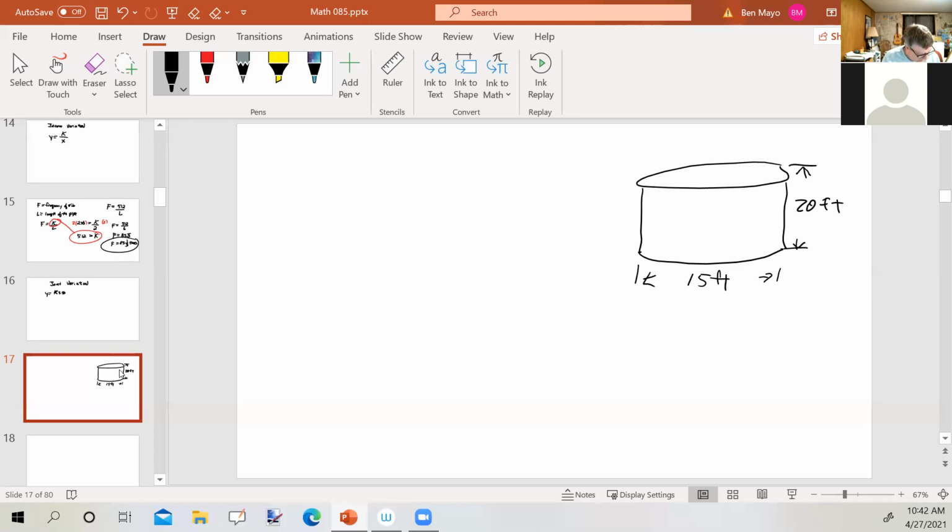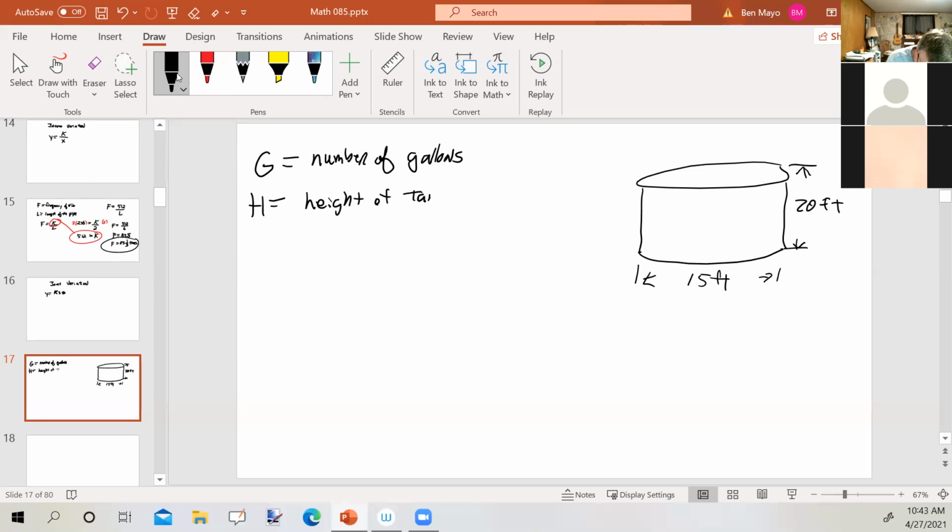The number of gallons of oil that can be stored in a cylindrical tank. So we're going to let G equal number of gallons. Actually, let's use a capital G there. The number of gallons of oil that can be stored in a cylindrical tank varies jointly as the height of the tank. So H is going to be the height of tank, and the square of the radius of its base. R will be the radius of base, so of the tank's base.